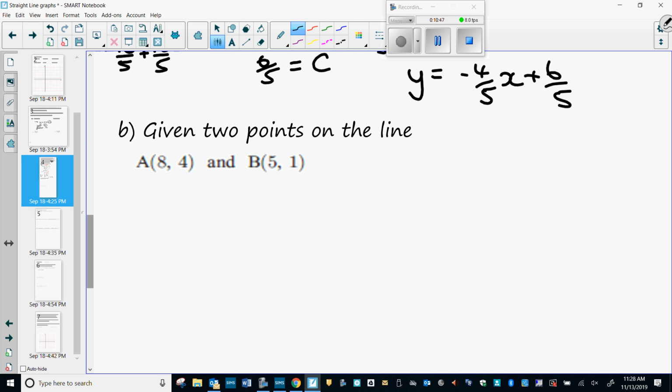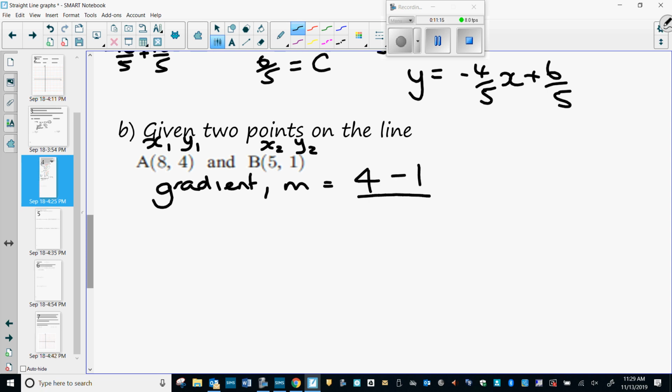Is it x to the power of 1 and 1? Wait, not to the power. I mean, subscript. Yeah, x1, y1. So I'm going to call this x1, y1, good. And this is going to be called x2, y2. And then how do we find the gradient? It would be y1 minus y2. Okay, so that's 4 subtract 1, over 8 minus 5.